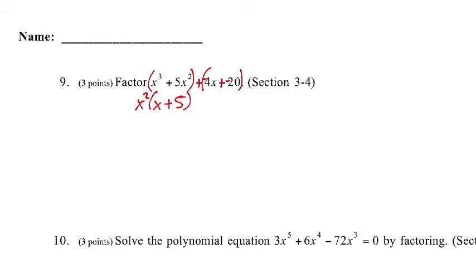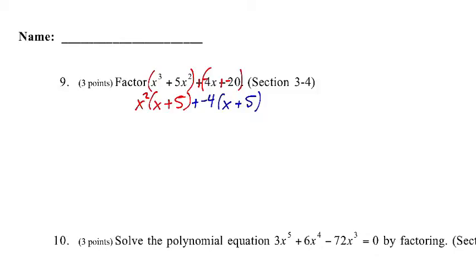In the second group, I'm going to put this in blue. So we've got negative 4x plus negative 20. I'm going to factor out a negative 4 from both of those. When I factor out a negative 4 from both of those, we're left with x + 5.